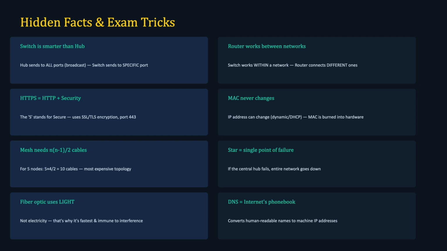Mesh topology needs n times n minus 1 divided by 2 cables. For 5 nodes, that's 10 cables. Star topology has a single point of failure. If the hub dies, the whole network dies. Fiber optic uses light, not electricity. That's why it is the fastest and immune to electrical interference. DNS is called the internet's phone book because it converts readable names to machine IP addresses.